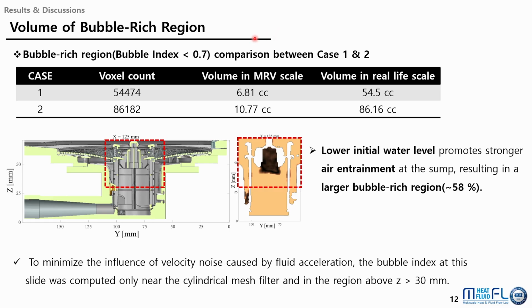Then we compare the volume of bubble-rich regions between the 2 cases. When we apply a bubble index threshold of 0.7, the real scale volume in case 1 is about 55 cc, whereas in case 2, it increases to roughly 86 cc. This means that a lower initial water level promotes stronger air entrainment at the sump, resulting in a larger bubble-rich region, about 58%.